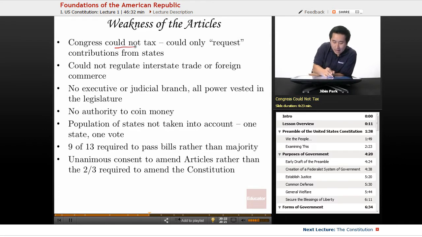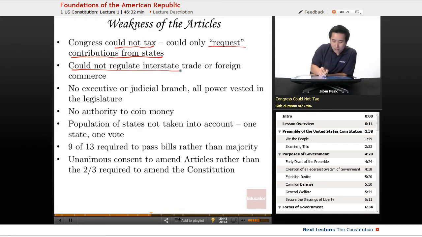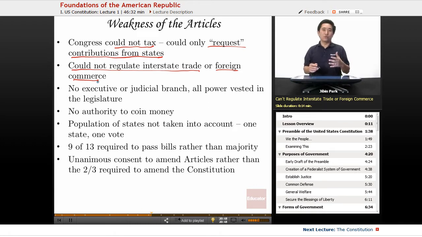Congress could not tax, I mean it could, but it would only request contributions from the states. So can you imagine that? The U.S. asked California, if you could please give us $10 million, we'd appreciate it. So you can expect there to be a lot of non-compliance, or compliance only when it's convenient for you. They could not regulate interstate trade or foreign commerce. So there's no national authority to say to New York, to Pennsylvania in the case of a dispute. There was no central governing body.